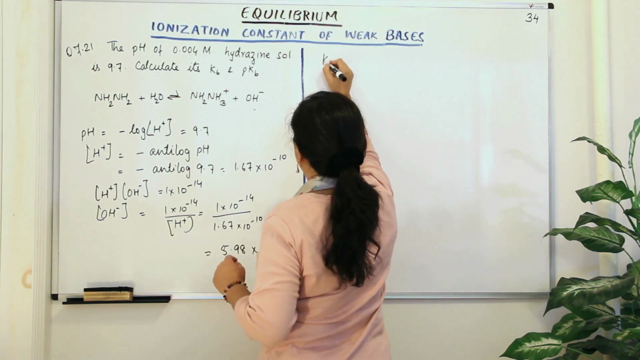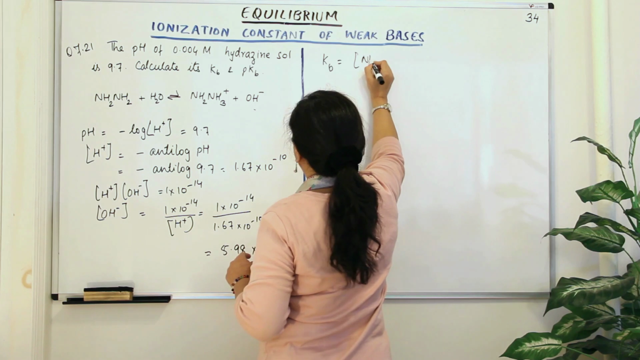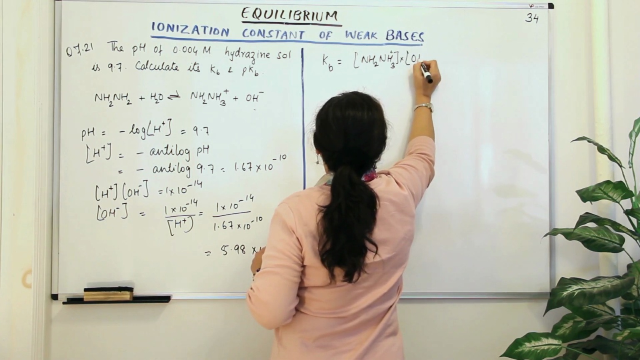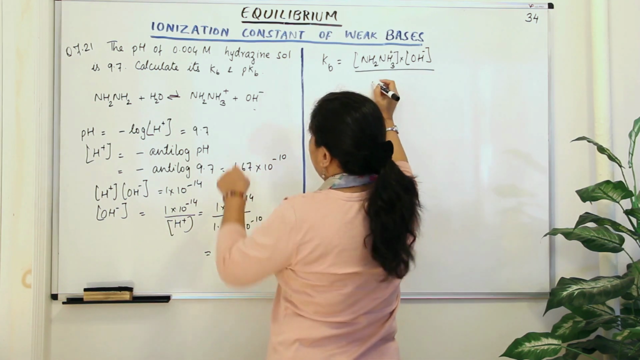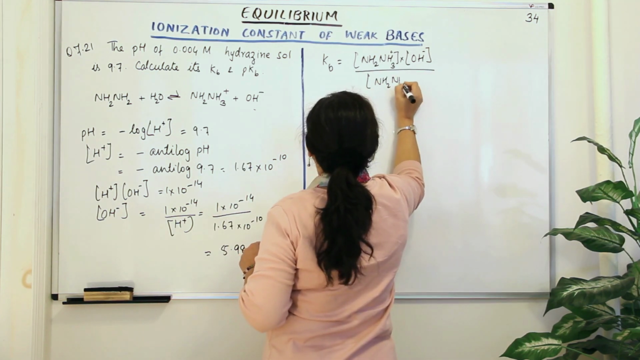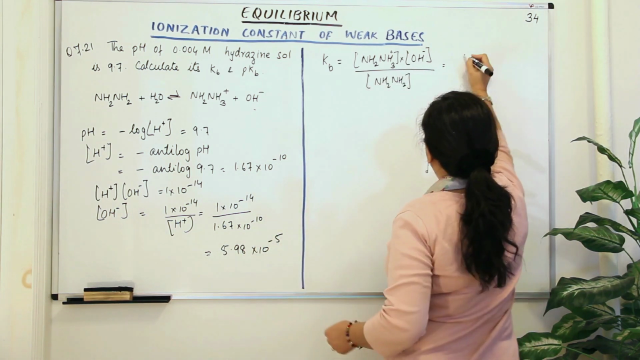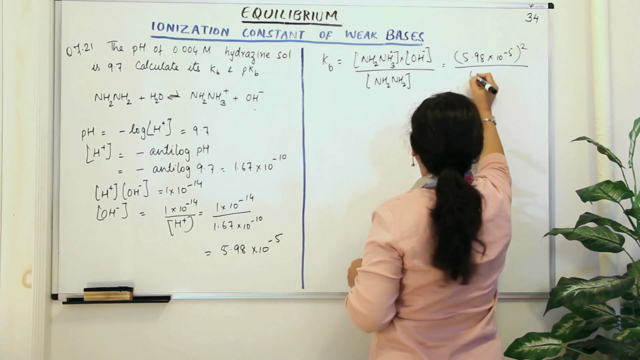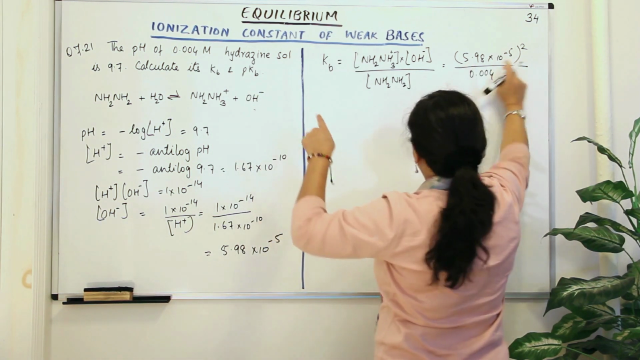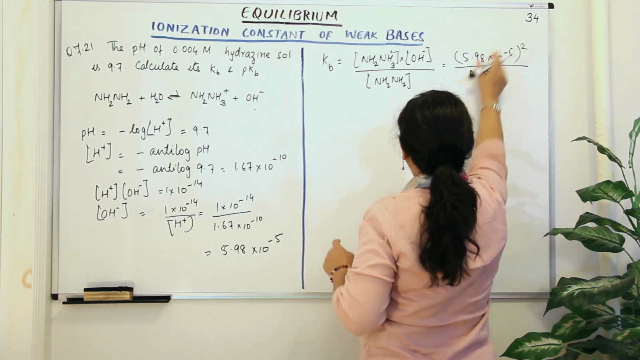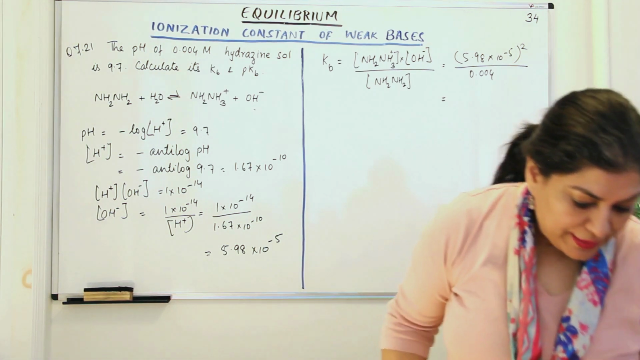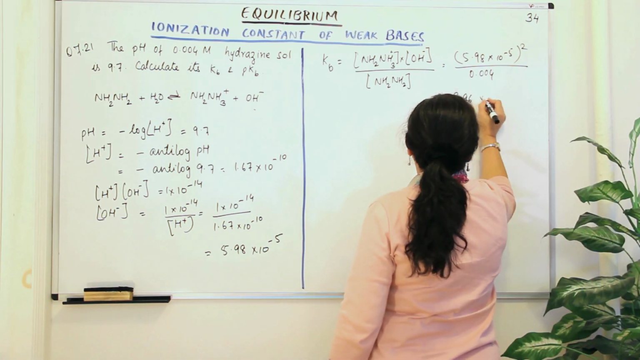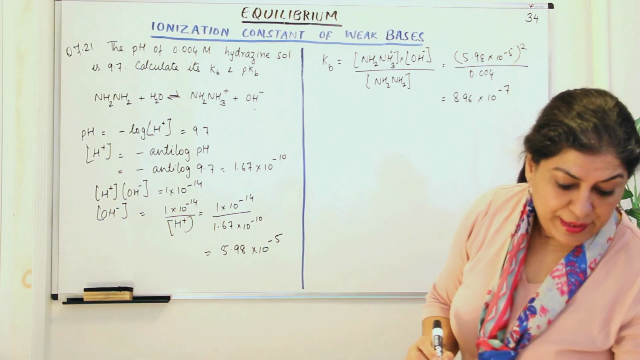So taking that, if you have to calculate Kb, Kb is NH2NH3 positive into OH negative, the concentration of products, divided by the concentration of reactant, that is NH2NH2, equilibrium concentrations. Now this is 5.98 into 10 to the power minus 5 whole square divided by 0.004. We do not subtract this amount from it. We just keep it as 0.004. And when you calculate this, you get the value of Kb, which comes out to be 8.96 into 10 to the power minus 7.